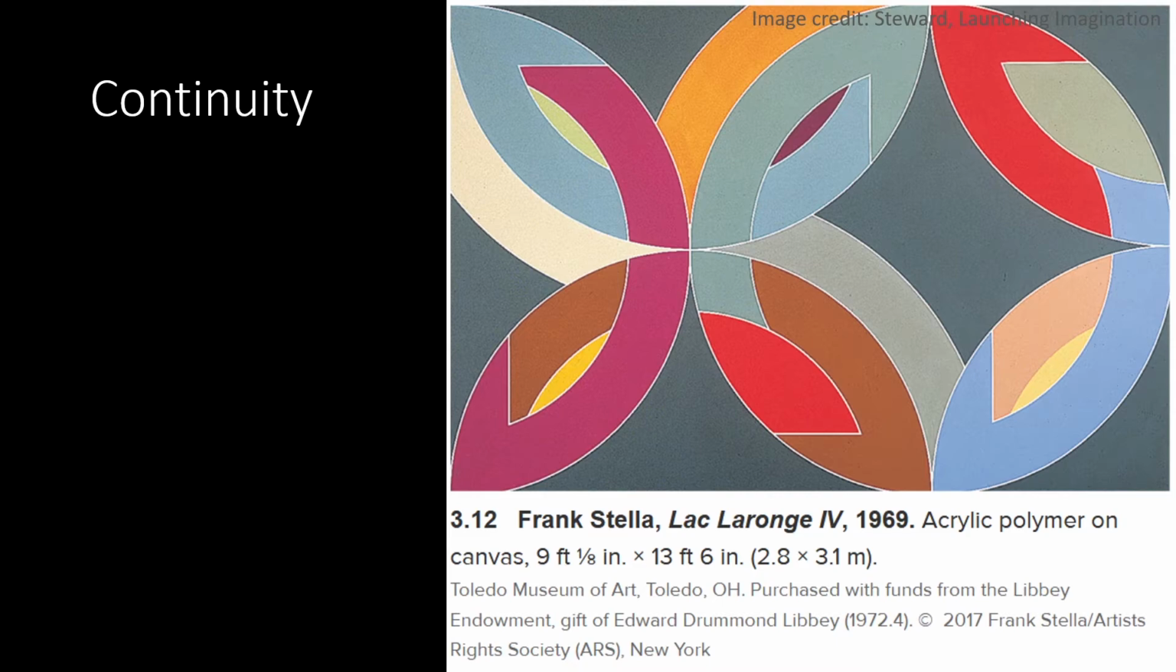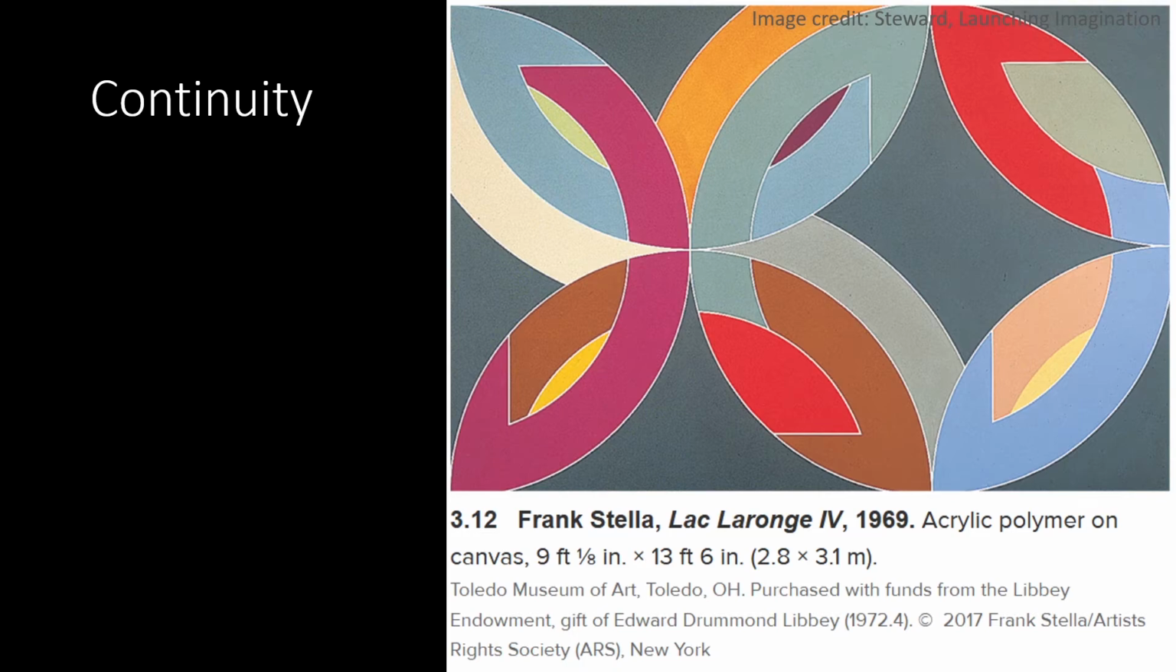Movement creates deliberate visual pathways and helps to direct the viewer's attention to areas of particular interest, as you can see in Frank Stella's painting right here. The curving lines and shapes flow from one circle to the next, creating actual continuity. But the color distribution creates implied continuity, which enhances this really interesting visual flow.